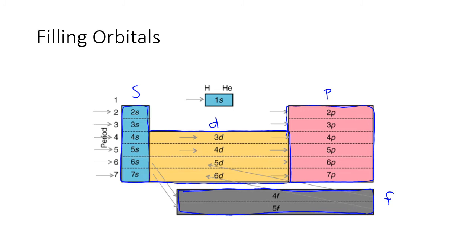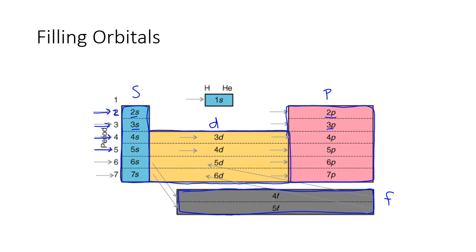The other thing that we should point out is that the number of the period on the left here will tell you generally what number to write down in front of the orbital. Notice, for example, how in period 2 you would write a 2s orbital and a 2p orbital, and in period 3 you'd write 3s and 3p.